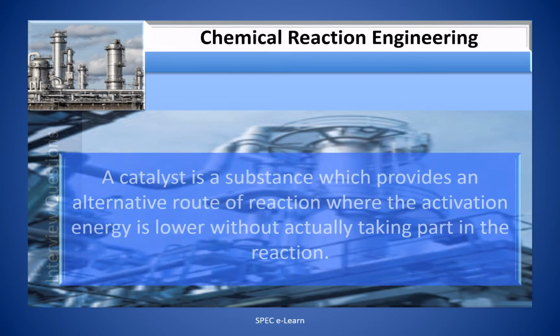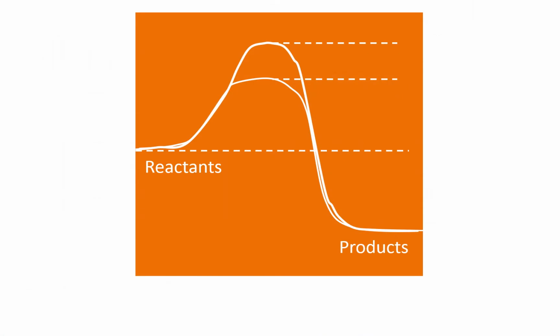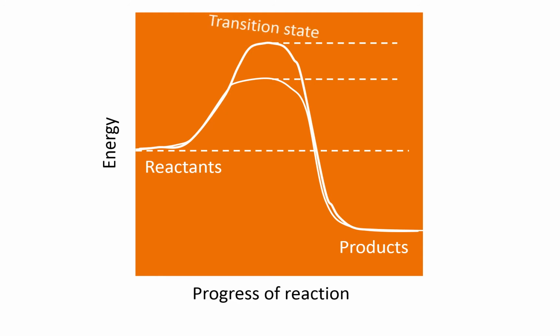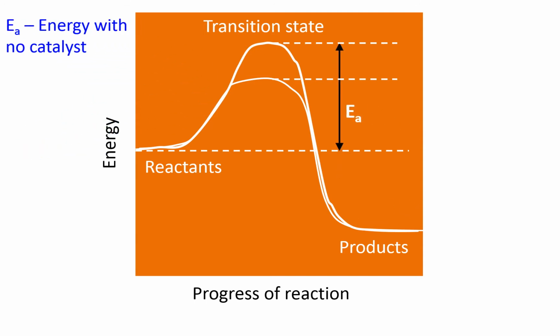A catalyst is a substance which provides an alternative route of reaction where the activation energy is lower without actually taking part in the reaction. This figure illustrates the role of catalyst in a chemical reaction. As illustrated in the figure, the catalyst reduces the energy required to reach the transition state of the reaction, allowing more molecular interaction to achieve their state. Observe the reduced energy due to use of catalyst, equivalent to delta EA.